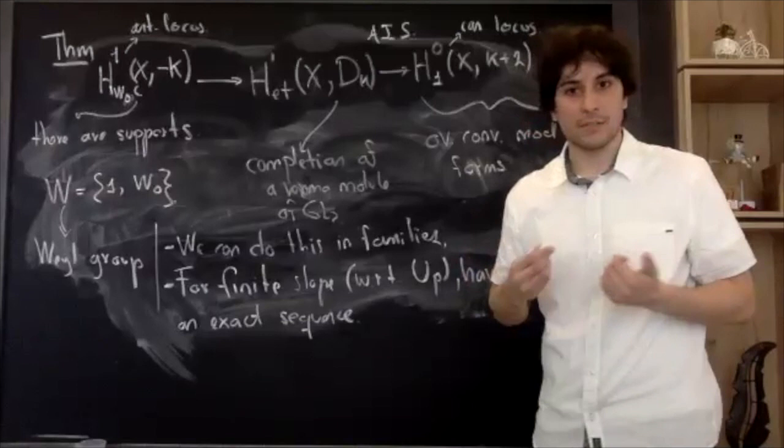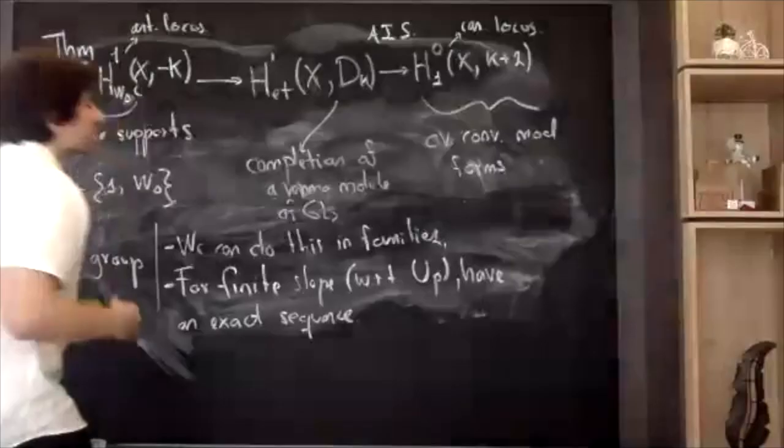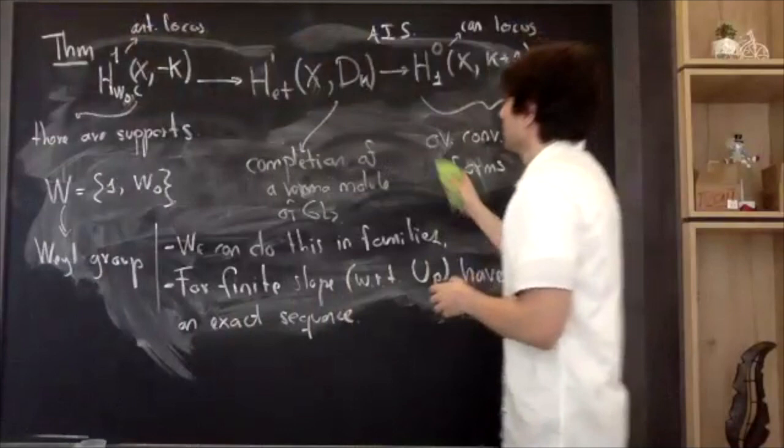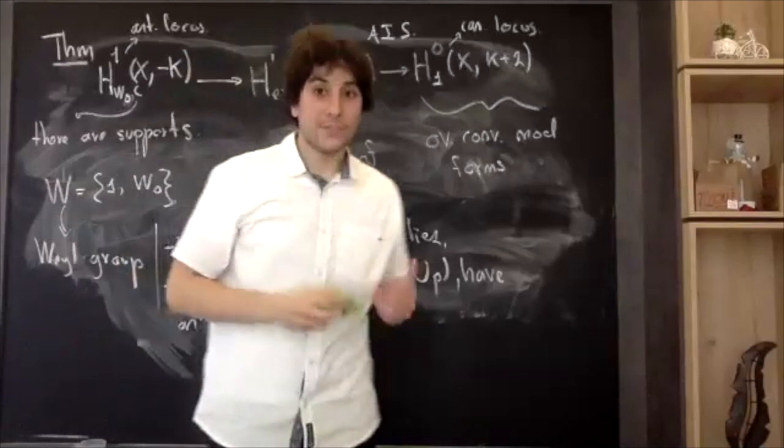Okay. So let me sketch how the construction of these two maps is done. The idea is first to deal with some torsors over the modular curve.